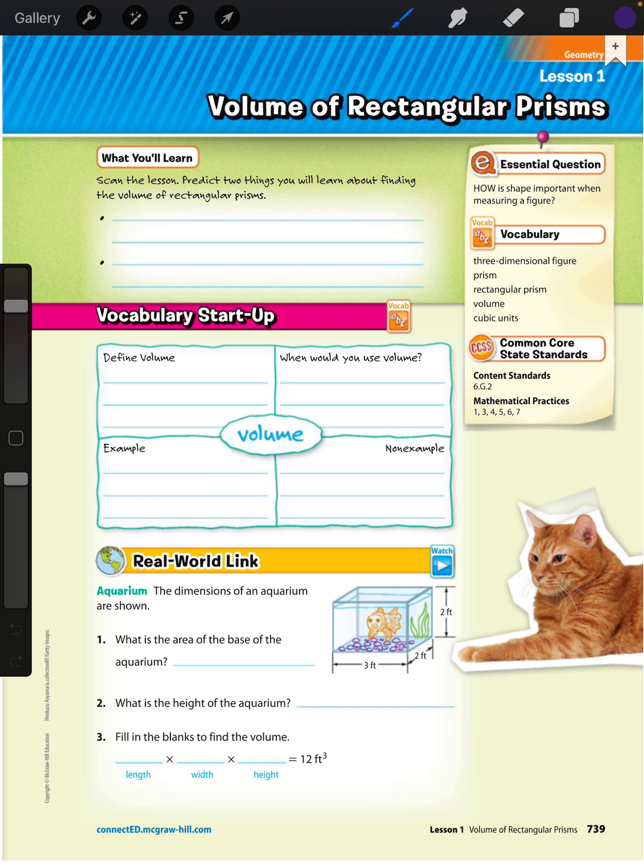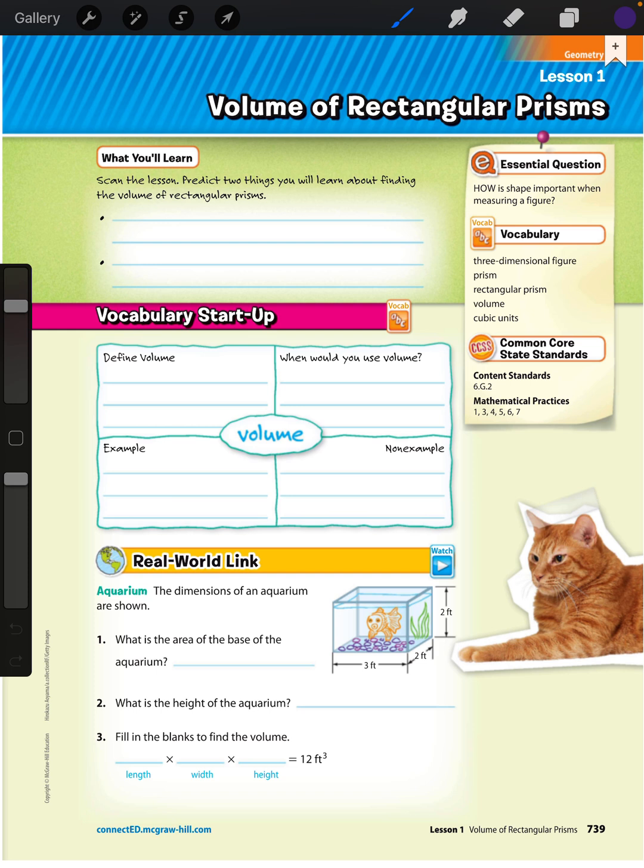The volume of a rectangular prism. So we are on page 739 in your math book. And it says, scan the lesson, predict 2 things you're going to be learning about finding the volume of a rectangular prism. So the first thing we're going to write is how to find the volume of a rectangular prism.